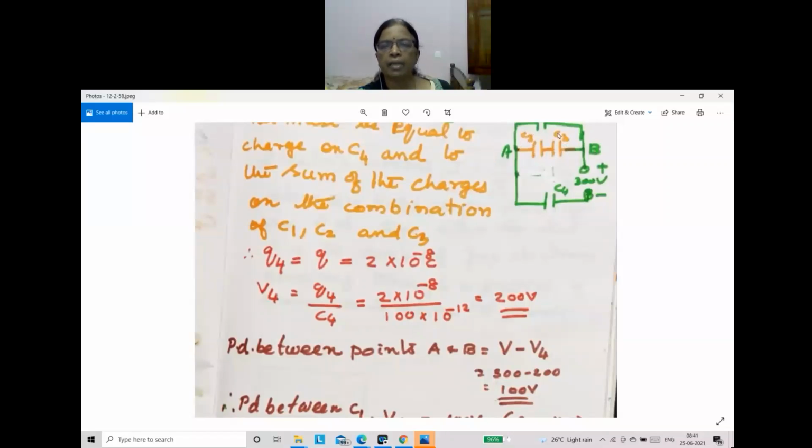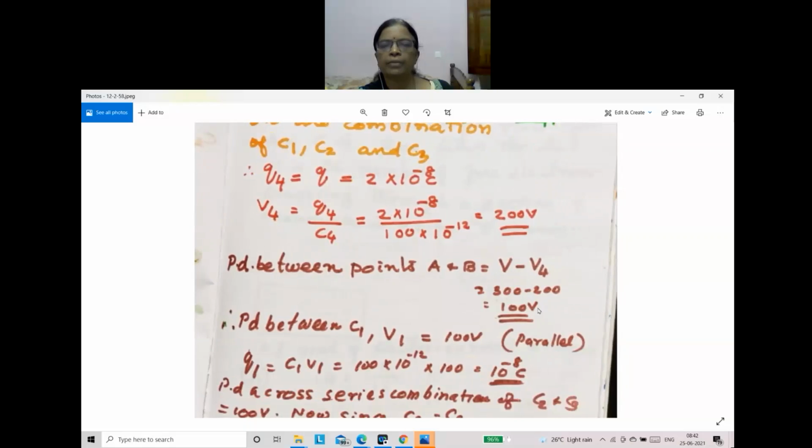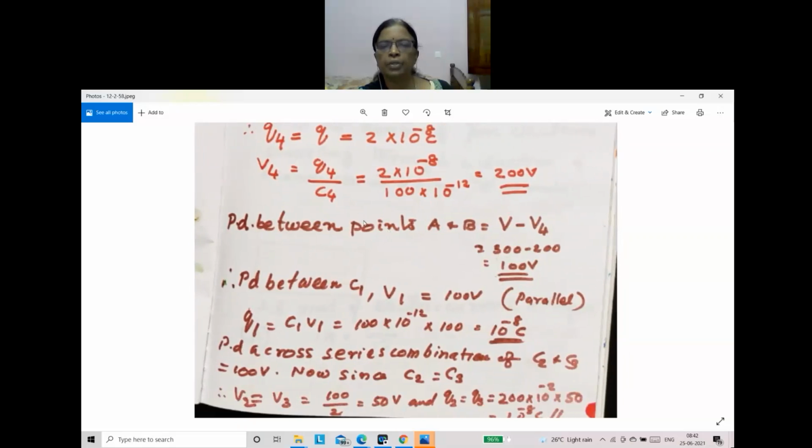So how much voltage across each capacitor, C2 and C3, children? The total potential difference is 100, and here it is divided equally because their values of capacitance are the same. So 50 plus 50. No need to use the formula, because they are divided equally. V2 and V3 are 100 by 2, which is 50.